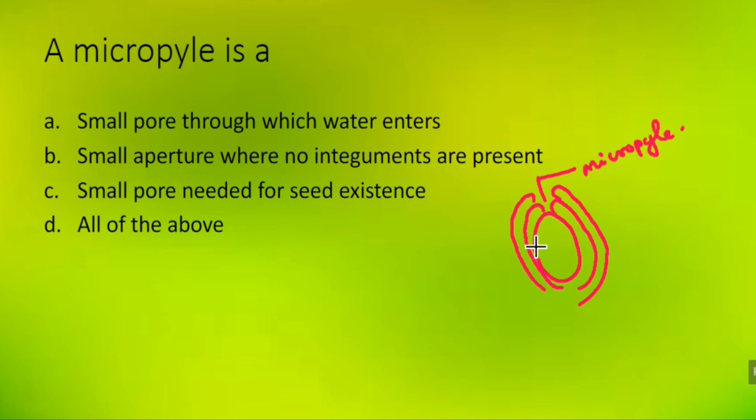So when it becomes a seed, you can see a seed is here. Near the notch, the hilum, there will be a small hole called a micropyle. So the micropyle will allow the water to enter for the seed to germinate. The same way, no integuments are present at that region, and it is a small pore needed for seed existence because oxygen and water are entering through this. So all of the above is the answer here.